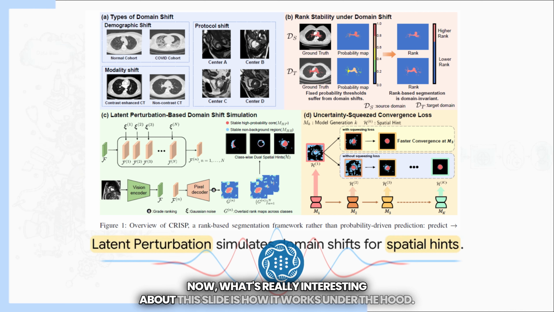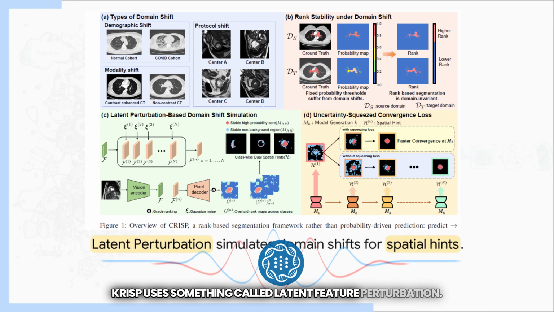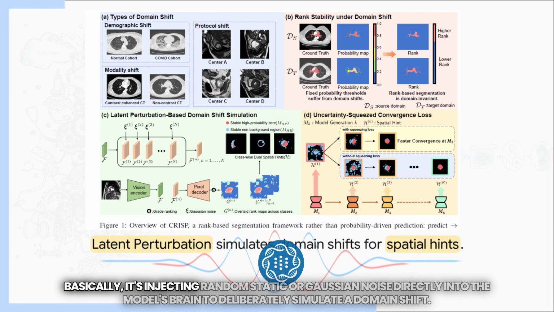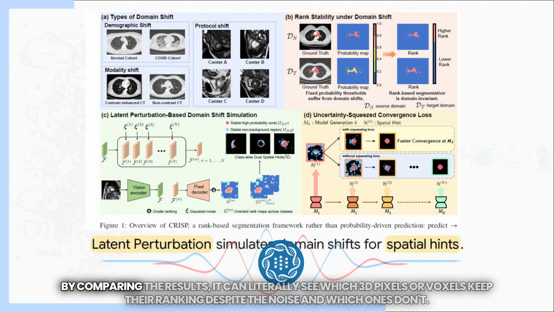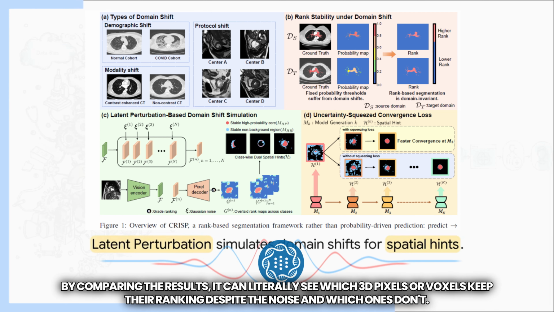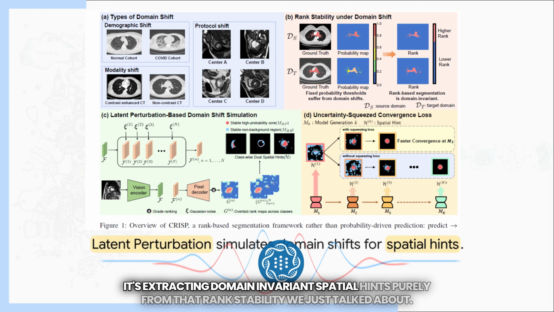Now, what's really interesting about this slide is how it works under the hood. CRISP uses something called Latent Feature Perturbation. Basically, it's injecting random static or Gaussian noise directly into the model's brain to deliberately simulate a domain shift. By comparing the results, it can literally see which 3D pixels or voxels keep their ranking despite the noise and which ones don't. It's extracting domain-invariant spatial hints purely from that rank stability we just talked about.